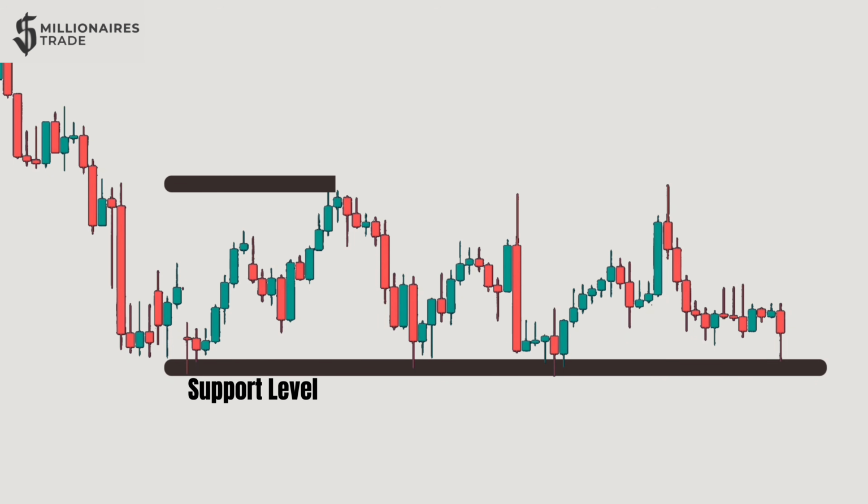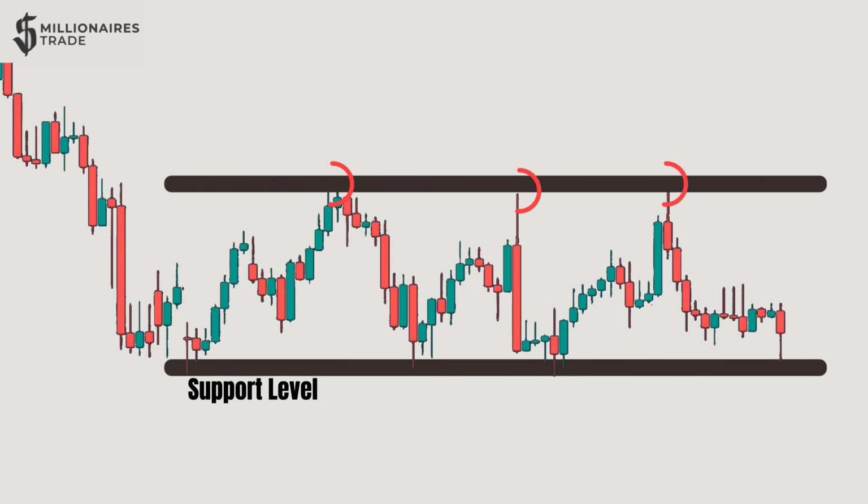A level where, after an uptrend, the price reverses multiple times is called a resistance level. A resistance level forms because sellers expect the price to fall at that specific level. So whenever the price reaches that level, sellers start selling again, and the uptrend turns into a downtrend. Support and resistance levels are also called key levels.